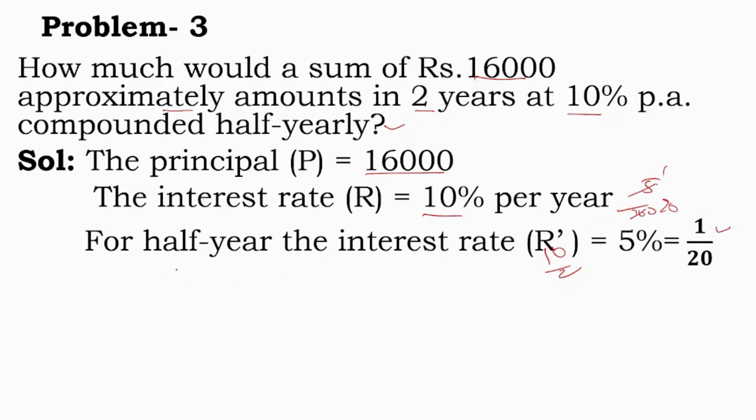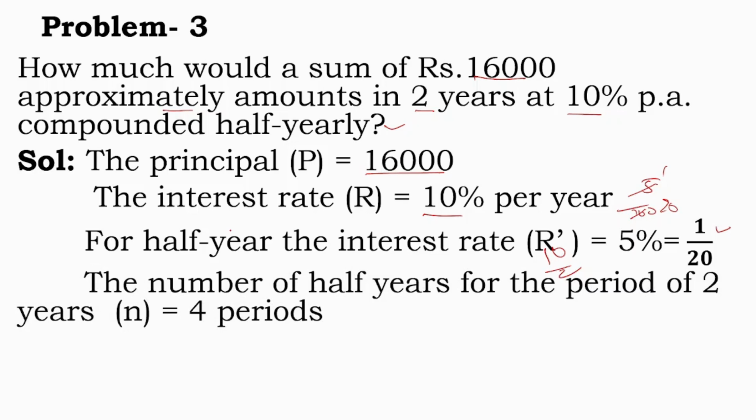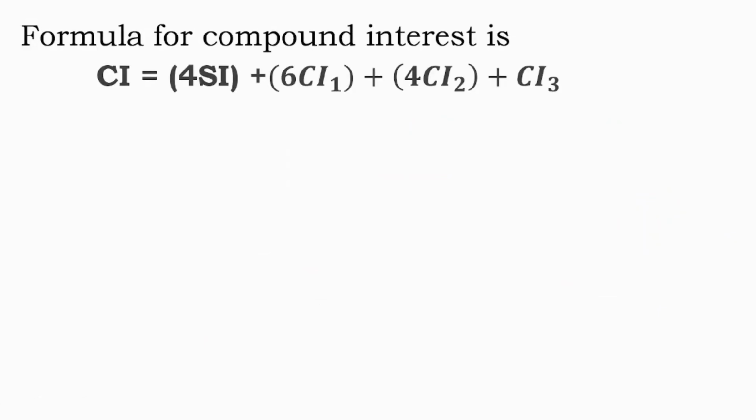If you want to know more, the percentage video was made previously, and the link is specified in the description of this video. So the number of time periods: for 2 years, we have 4 periods of 6 months. The compound interest formula for 4 time periods is 4 into SI, 6 into CI1, 4 into CI2 plus CI3.